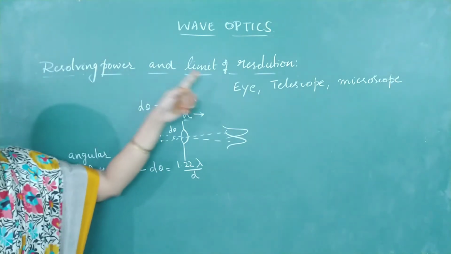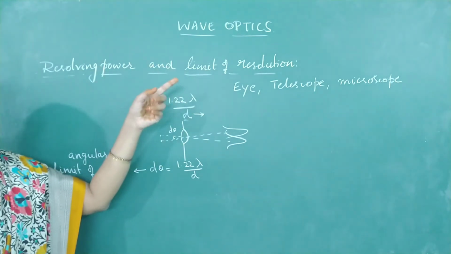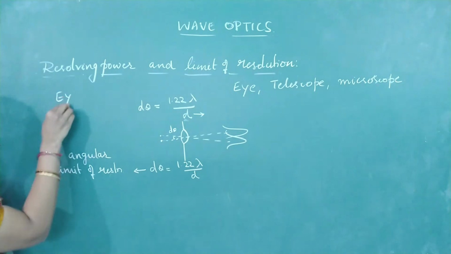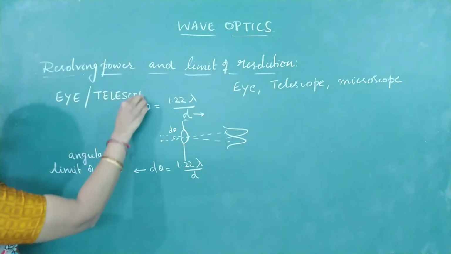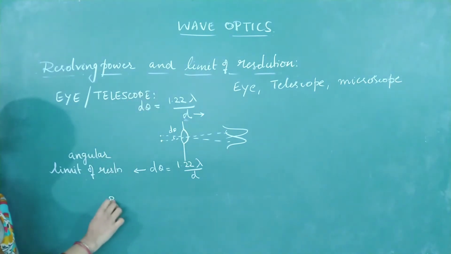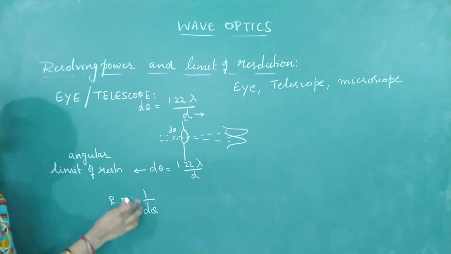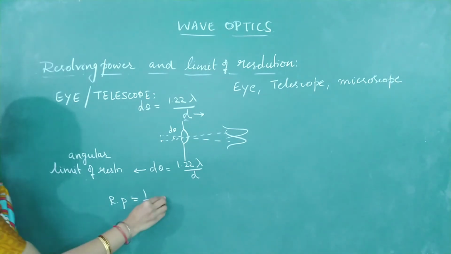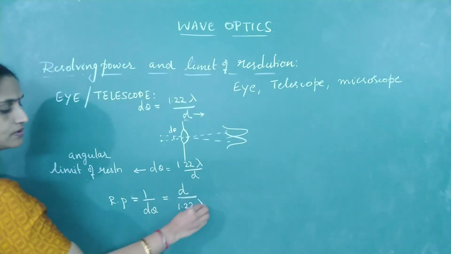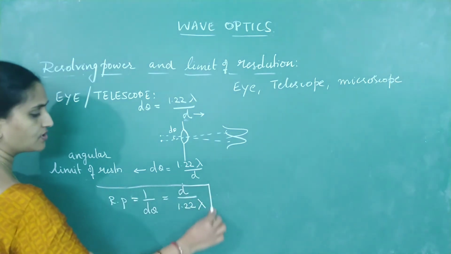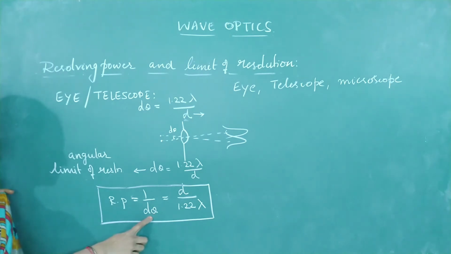So how is resolving power related to the limit of resolution? They are inversely proportional to each other. So for a human eye or for a telescope, the same answer. What will be your resolving power? It is inversely related to the limit of resolution. So the resolving power can be written as d by 1.22 lambda.